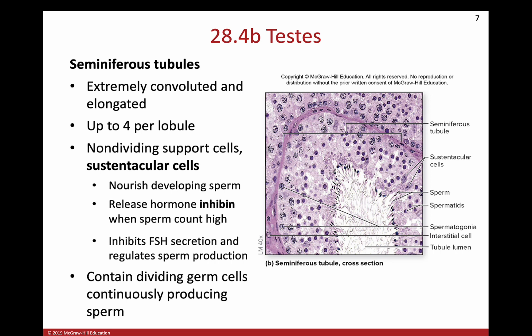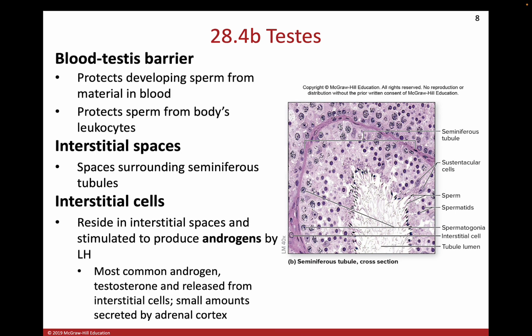Now, there are non-dividing support cells known as sustentacular cells. Their role is to nourish developing sperm, and to release the hormone inhibin when sperm count is high, which inhibits follicle-stimulating hormone secretion and regulates sperm production. The tubules also contain dividing germ cells, which are continuously producing sperm. There is a blood-testis barrier. This prevents developing sperm from being exposed to material within the blood. Primarily, it's protecting the sperm from the body's white blood cells.